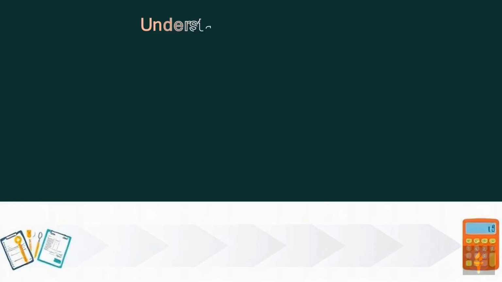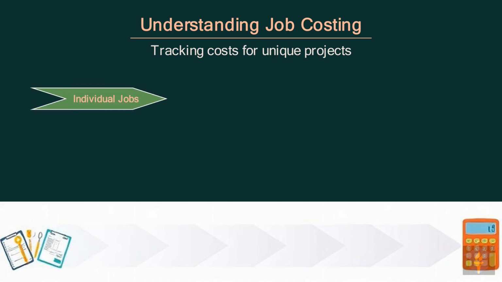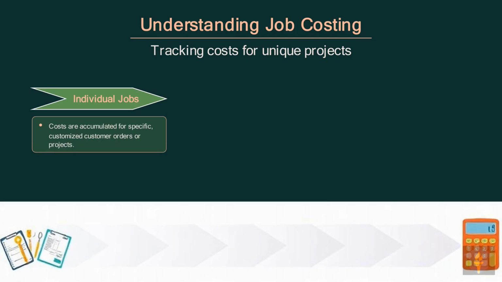Both are vital. Let's dive into understanding job costing, a crucial method for tracking expenses in unique projects. Job costing specifically helps in tracking and accumulating costs for distinct, one-of-a-kind projects. It focuses on individual jobs, where costs are gathered for specific, customized customer orders. For each job, costs are carefully accumulated for specific, customized customer orders or unique projects.